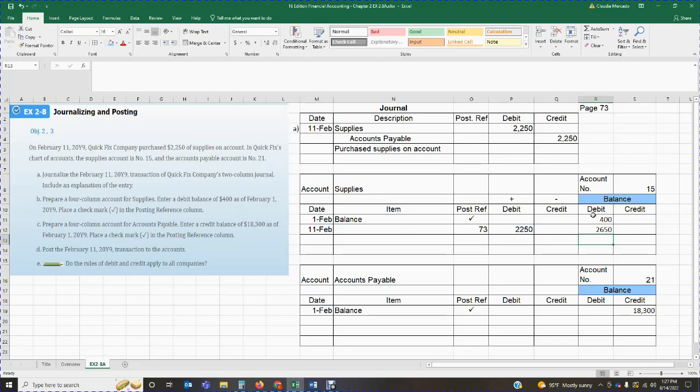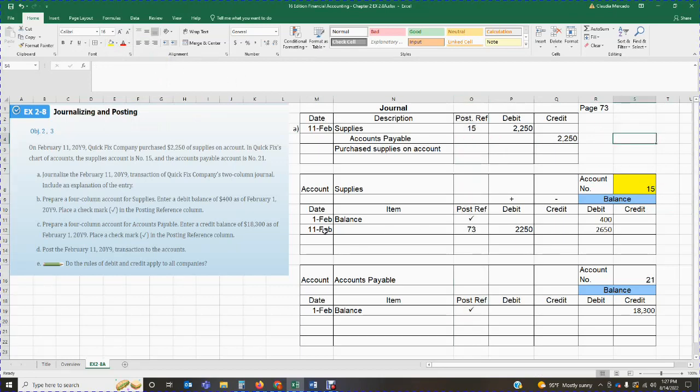I started off with 400. I bought more supplies of $2,250. Now I have $2,650 in supplies. Now I am done recording this one transaction. I'm going to go back to my journal and I'm going to reference that I posted this transaction in account number 15. So this number, you're going to bring it to your journal.